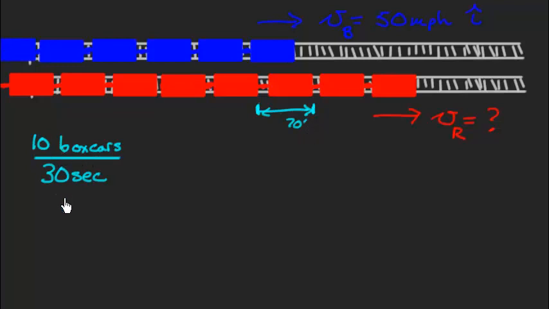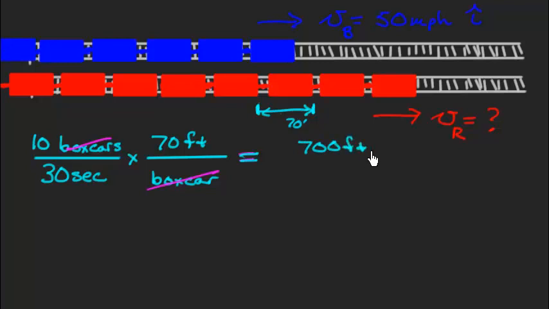So we're going to take this 10 boxcars per 30 seconds and we're going to multiply it by 70 feet per boxcar. So now in my mathematical relationship, you'll notice that my boxcars cancel out, and what I have left is 10 times 70, or let's say 700 feet per 30 seconds. So I got 700 feet of red train going past you in that 30 seconds. And if you work out the math, this is 23 1/3 feet for every second going past you. That's how much faster the red train's going, right?